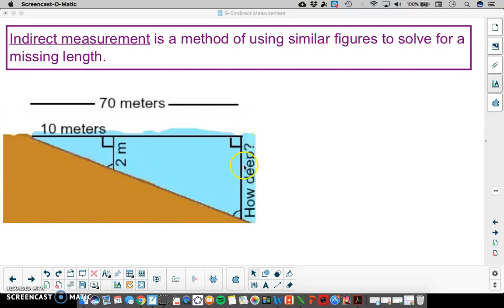And we know because both of these lengths, the depths of the water, are parallel, we then know we have this set of corresponding angles congruent as well. So we have angle-angle similarity to show those triangles are similar. Therefore, we can use proportions to solve for how deep that water is. So let's look at an example here.